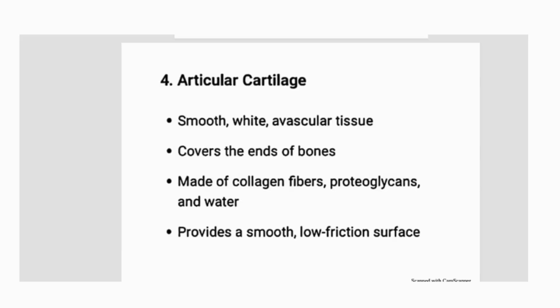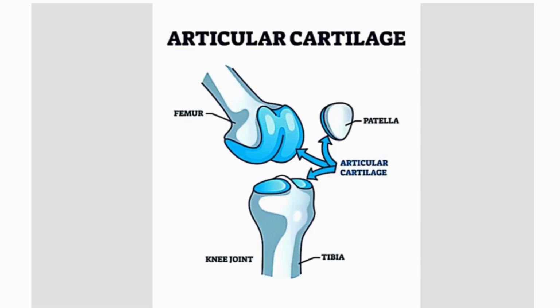Articular cartilage can be defined as the smooth white avascular tissue which covers the ends of the bones, and it is made up of collagen fibers, proteoglycans, and water. It provides a smooth, low friction surface. This is the picture of the articular cartilage. Basically, it is present between the femur and the knee joint.